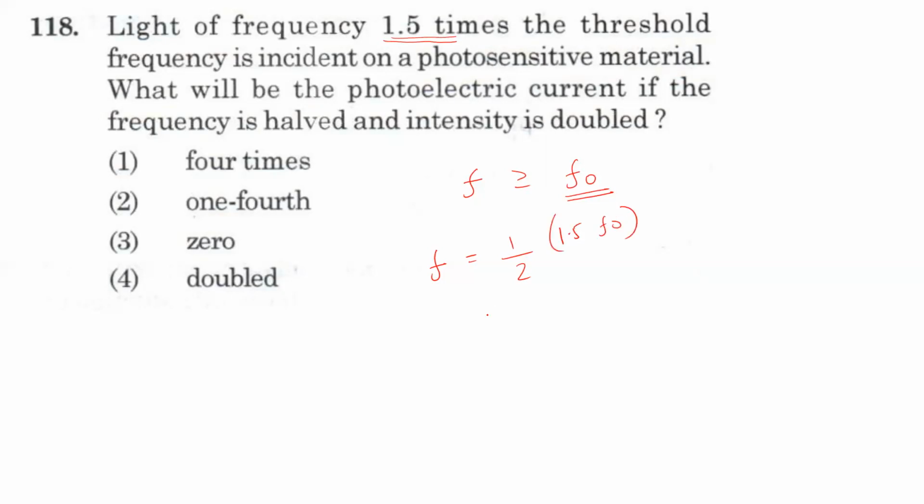Half of 1.5 times f naught is how much? 0.75 f naught. So this frequency is less than the threshold frequency, so no photoelectric effect will take place, and no photoelectric current will be there. Hence, for the 118th question, the photoelectric current is 0. Photoelectric current will be there only when the incident radiation frequency is greater than the threshold frequency.